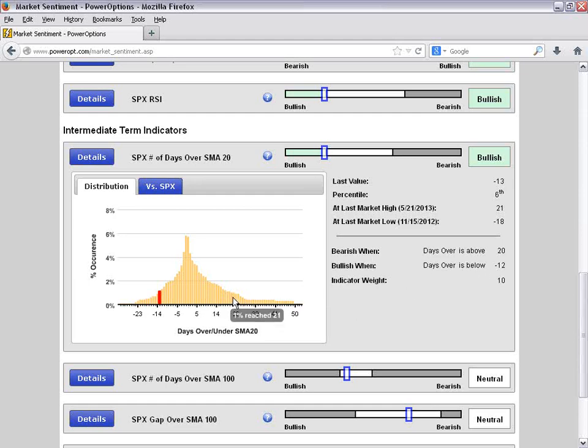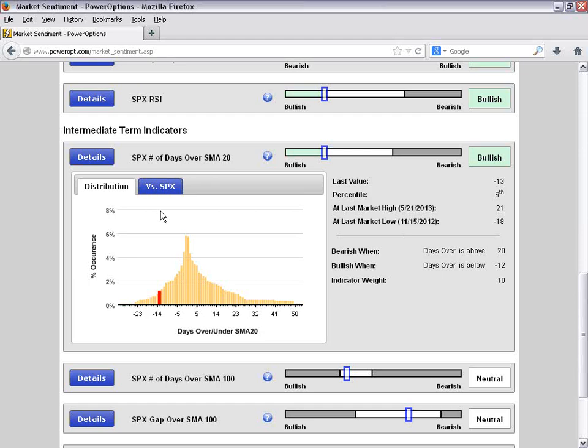And now our days above, we set at about 20. Right about here, it happens about 1.1% of the time. In this case, when the SPX is 20 days over its 20-day moving average, we start to get to a lower probability range that it's going to get to 30 days over, 50 days over, and so forth. So this is how we set these fences, and this is what these indicators are showing.